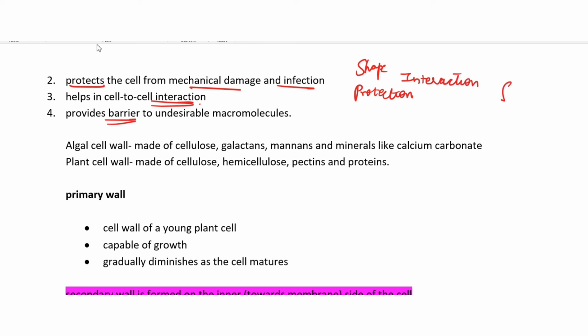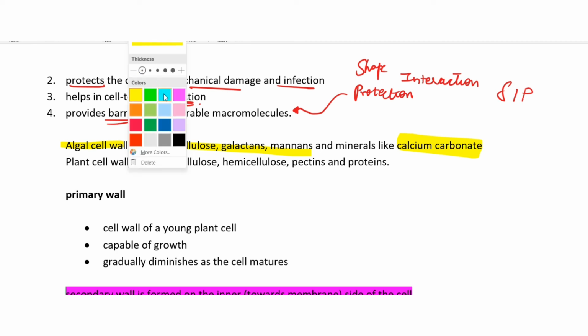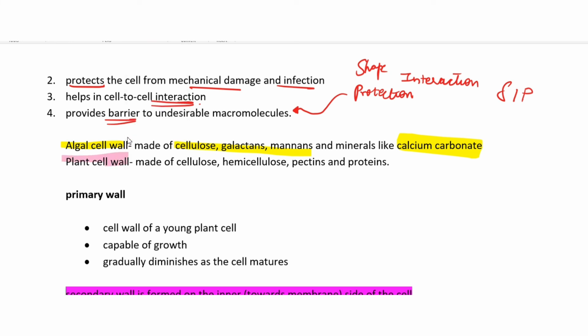An algal cell wall is made up of cellulose, galactans, mannans, and minerals like calcium carbonate. Important, remember. And plant cell wall is made up of cellulose, hemicellulose, pectin, and proteins. Cellulose, galactans, mannans, and calcium carbonate is for algal cell wall. Plant cell wall is cellulose, hemicellulose, pectin, and protein.